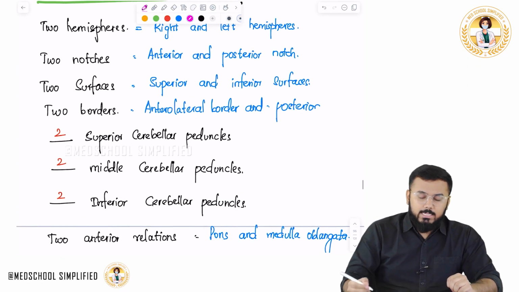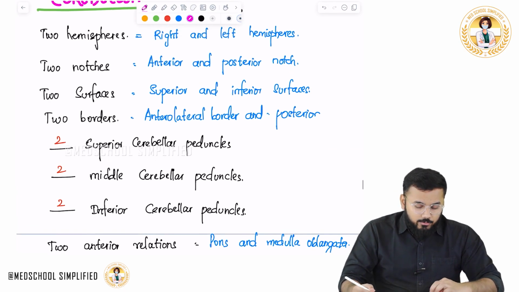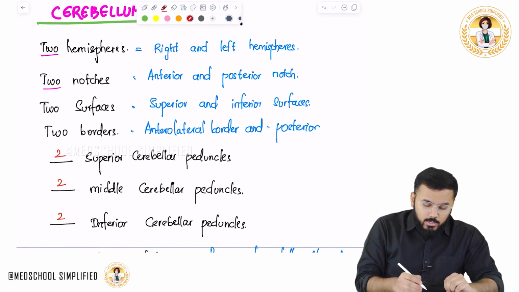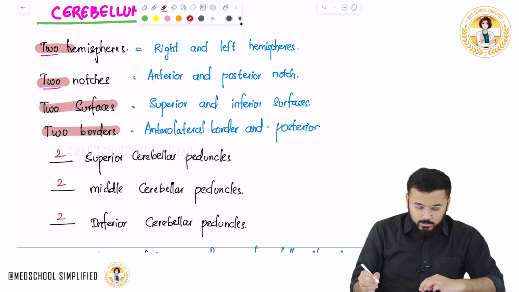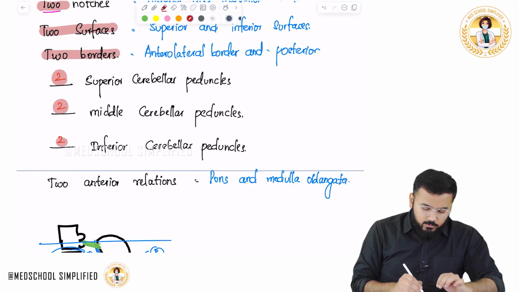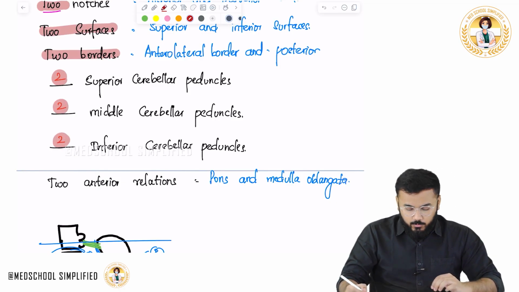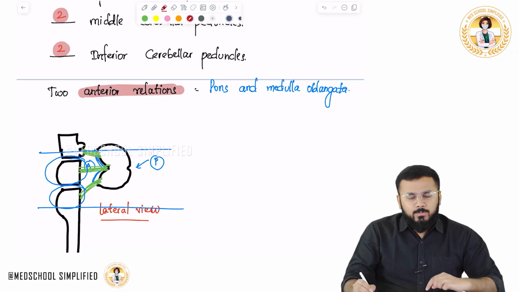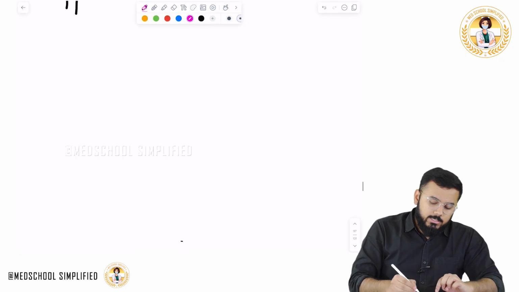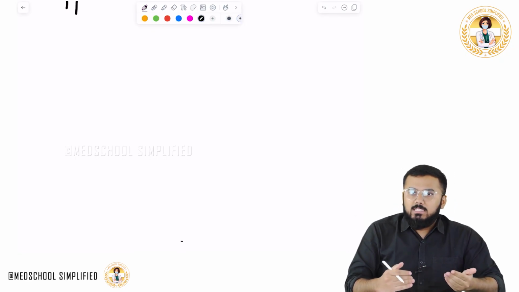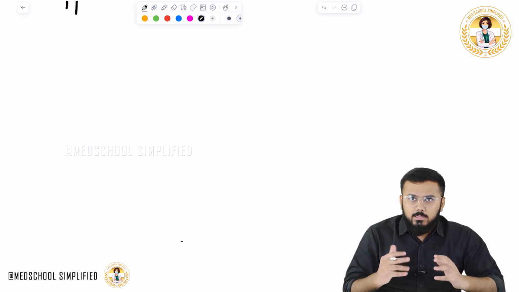You can also call it the game of two. What is the game of two? The game of two is nothing but two hemispheres we have got, two notches, two surfaces, two borders, and two superior cerebellar peduncles, two middle cerebellar peduncles, and two inferior cerebellar peduncles. And obviously, what are the two anterior relations over here? Now, after this, we shall discuss the game of 3. What are the three structures that are located within this cerebellum?